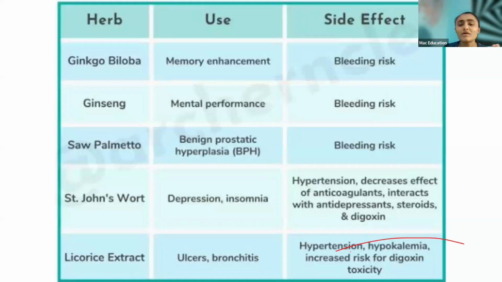Then we have seen some herbal remedies, their uses and side effects. What is the key point for herbal remedies? Whichever medication starts with G, the side effect is bleeding. It will always be a bleeding risk, because that is the shortcut key that you have to remember.